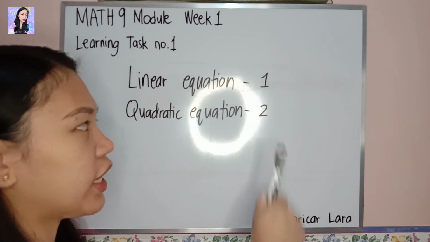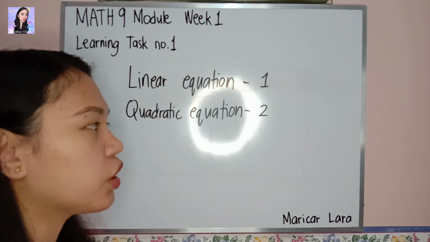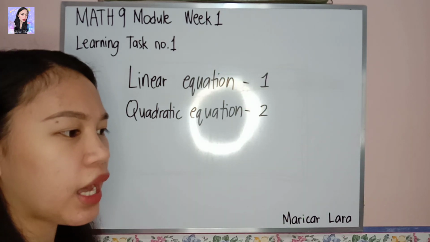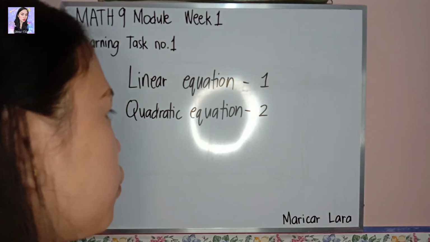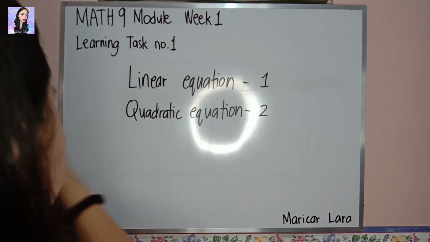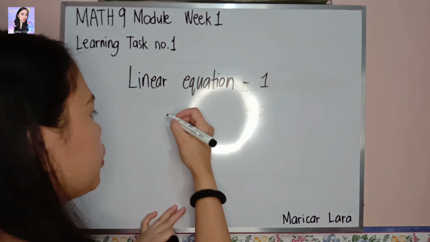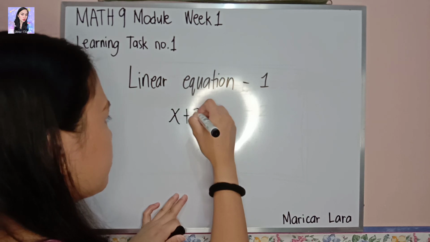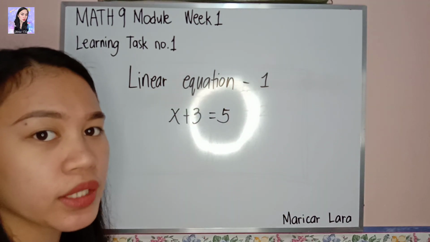So, what is that 1? This is the highest exponent in the equation. When we say degree, that is the highest exponent of the variable in our equation. So, let's have an example. Example of a linear equation: we have x plus 3 equals 5.